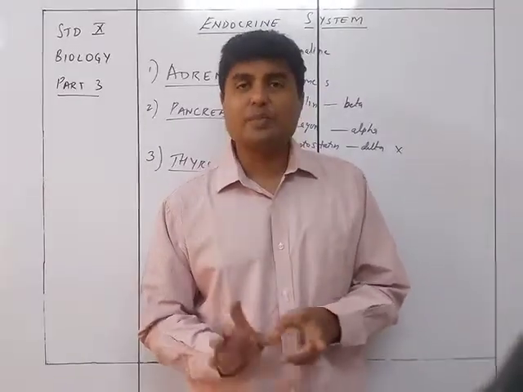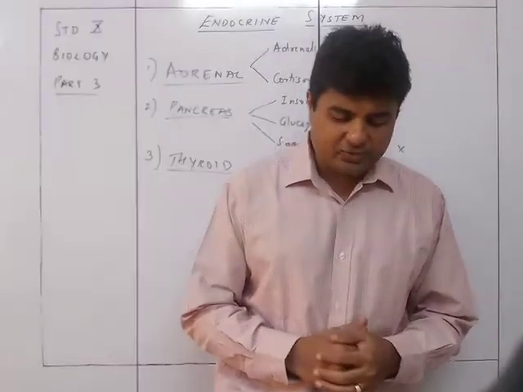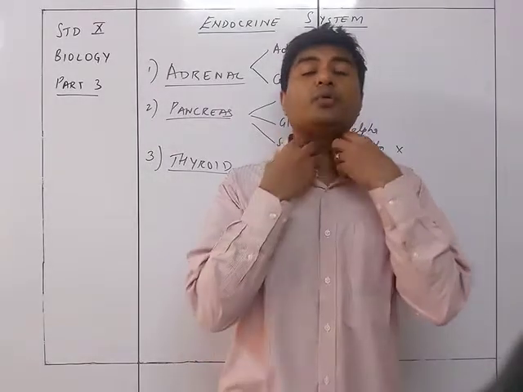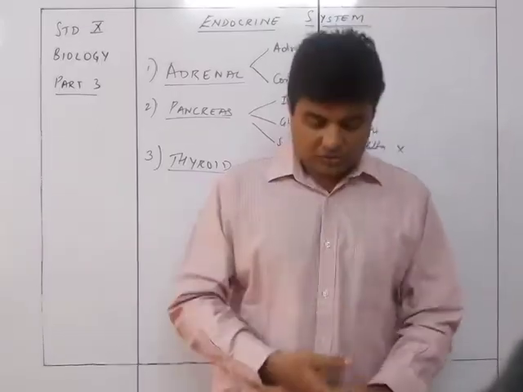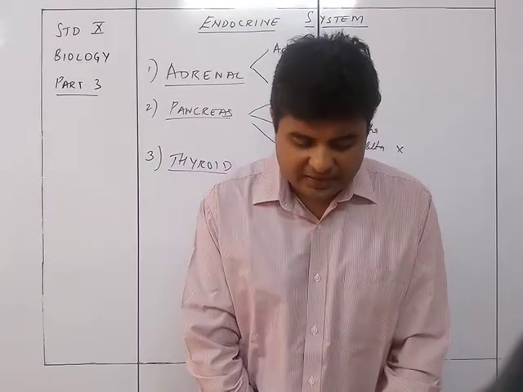First one is simple goiter. Simple goiter is the enlargement of the thyroid, visible as a swelling in the neck. So there will be a swelling in the neck. This whole part will become swollen. This is due to insufficient quantity of iodine in the food.